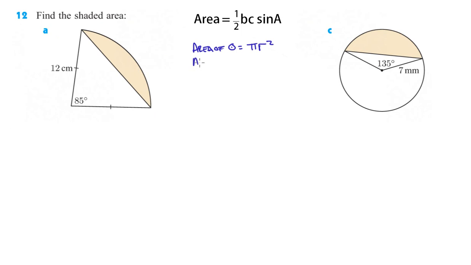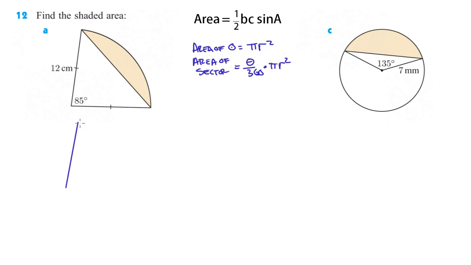So the area of a sector, we call it, is going to be the angle over 360 times pi r squared. Okay? So what we want to do is find the area of this whole sector. Let's draw a picture to kind of get the idea.